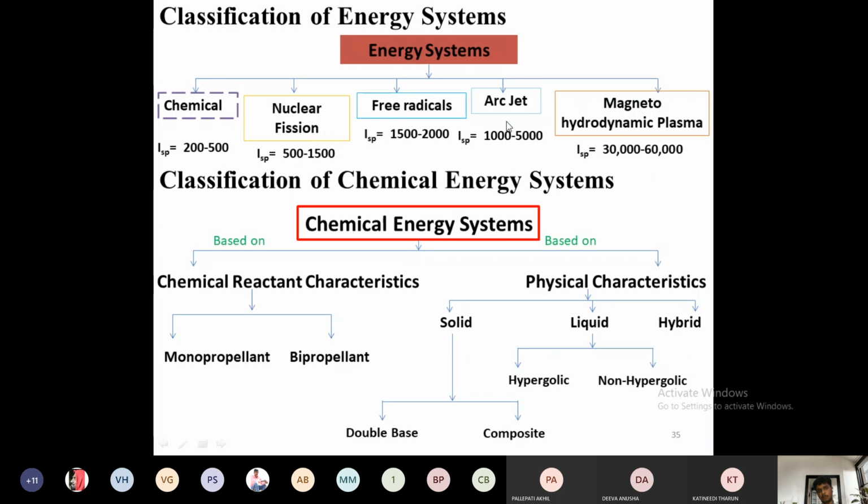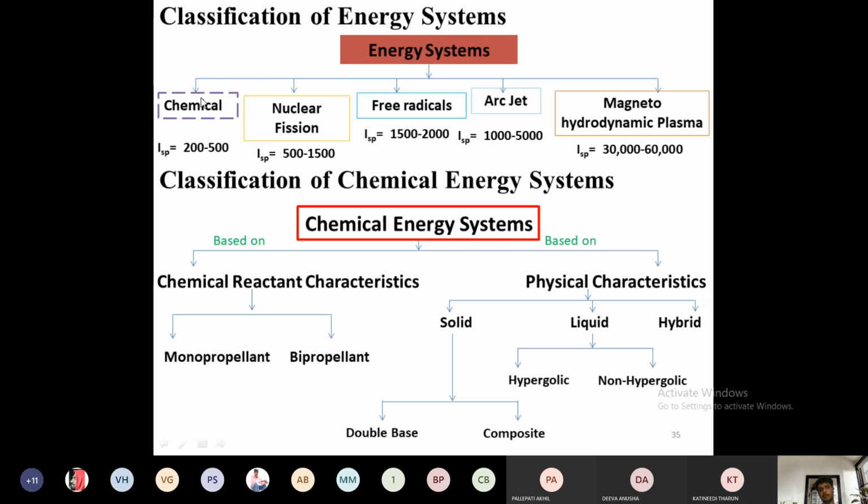But these four types of energy systems, nuclear fission, free radical, arc jet, and magnetohydrodynamic plasma, are underdeveloped. They are still in the R&D stage and have not yet been developed, whereas chemical systems are more advanced. Many different systems have already been developed, like high energy chemicals, hybrid propellants, solid and liquid propellants, and mono and bipropellants. These are all highly developed. They come under the chemical energy system, which has a specific impulse of 200 to 500.